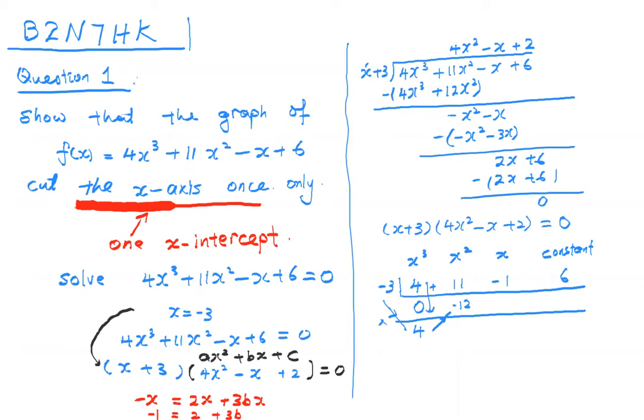Then I repeat this step again. Plus, I got -1. I multiply, I got 3. I plus, I got 2. I multiply, I got -6. So I get 0. So this will be 4x squared minus x plus 2. This will be the quadratic.